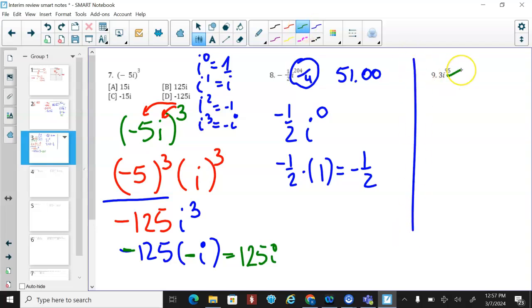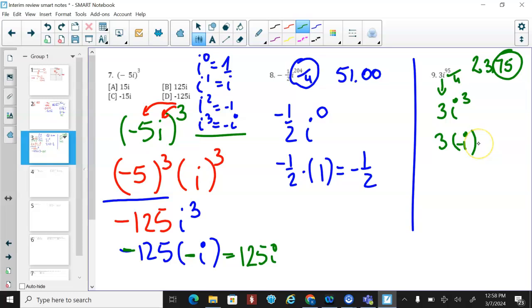And then lastly, we're going to divide 95 by 4. That's going to be 23.75, which is 3/4. This decimal tells us 3/4. That means I can replace i to the 95 with i cubed. Of course, the 3 will carry over. Now we know that i cubed is negative i. So I can replace that with negative i right here. Now 3 times negative i is going to be negative 3i.